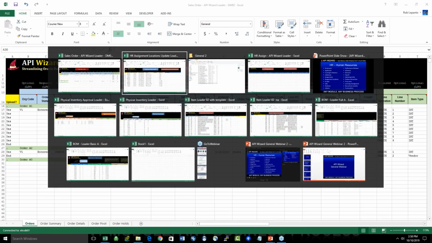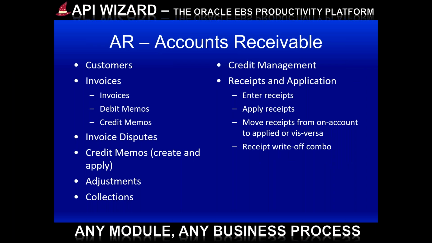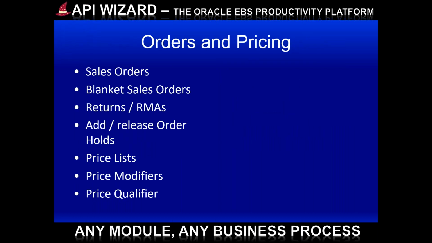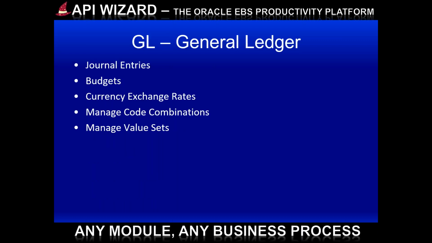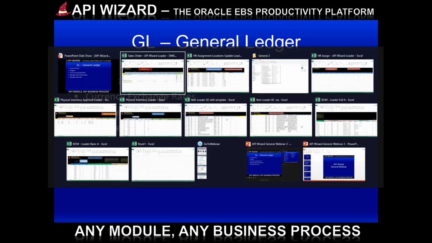Sales orders. Oh, so accounts receivable. I'm not showing this today, but in accounts receivable, you can do things like customers, invoices, adjustments, credit memos, receipt application. There's a ton that you can do there. Orders. You can do sales orders, blanket sales orders, returns and RMAs, price lists, price list modifiers, and so forth. And there's more: general ledger. I'm running out of time.